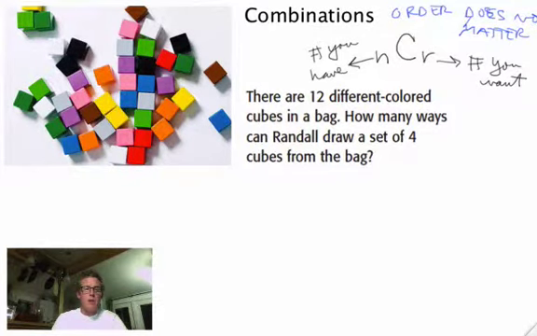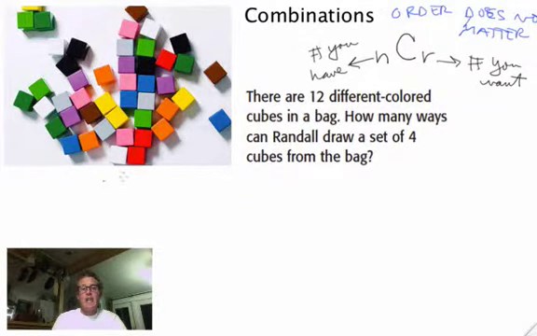Okay, so in this problem, there are 12 different colored cubes in a bag. How many ways can Randall draw a set of 4 cubes from the bag? So let's start off the way we have in the past, and we're going to use factorials, in other words, exclamation points, to start off with.